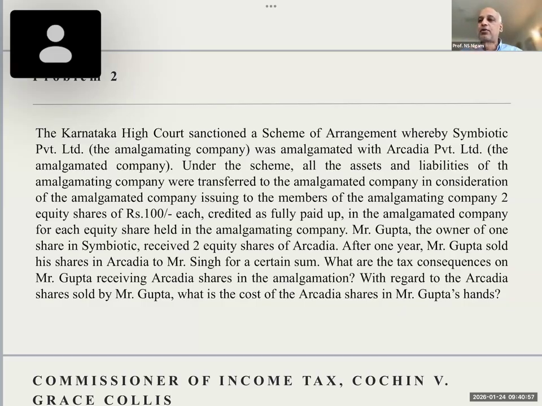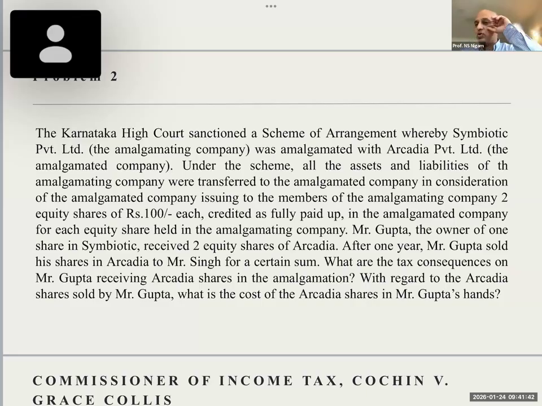So therefore, when we say what are the tax consequences on Mr. Gupta receiving Arcadia shares in the amalgamation, the answer would be nothing, because Mr. Gupta received it in allotment. He fulfilled all the definitions of section. First of all, this was an amalgamation because the definition of amalgamation is fulfilled under section 2, clause 1, capital B. And secondly, under section 47, clause 7, Mr. Gupta has received the shares in consideration of the allotment to him of the shares in the amalgamated company.